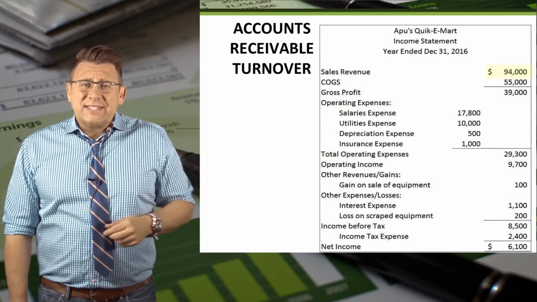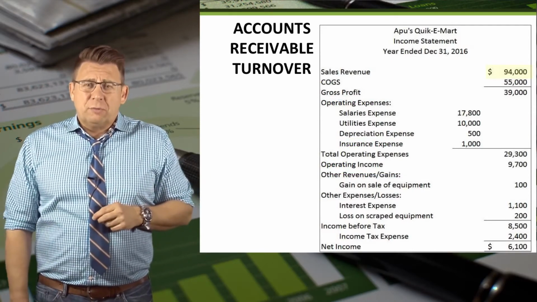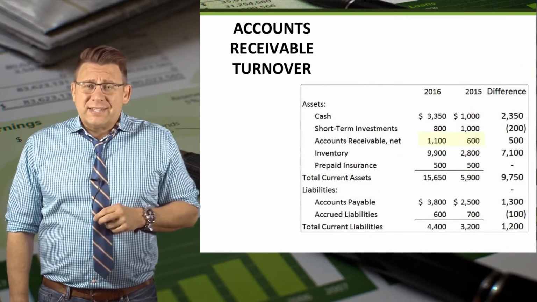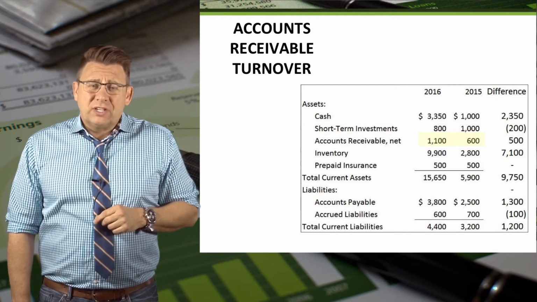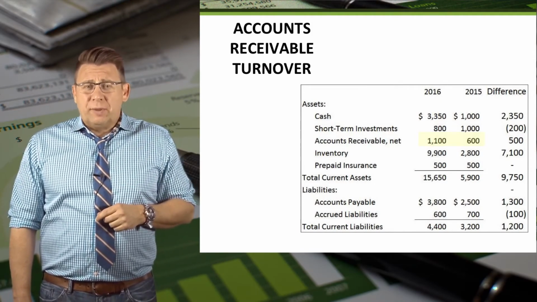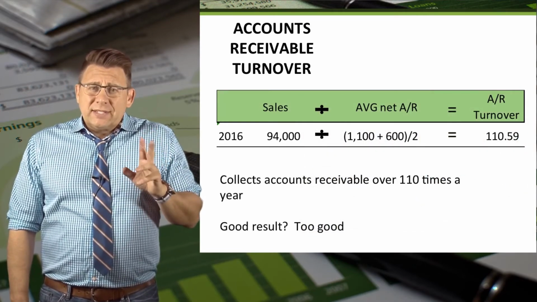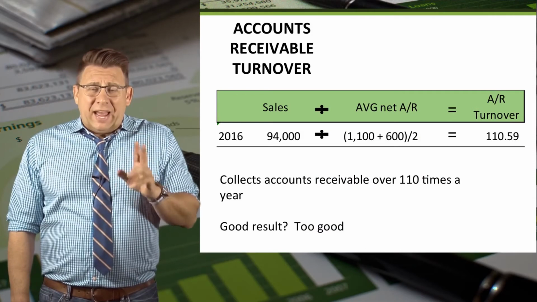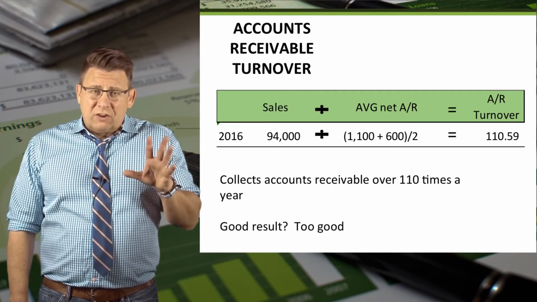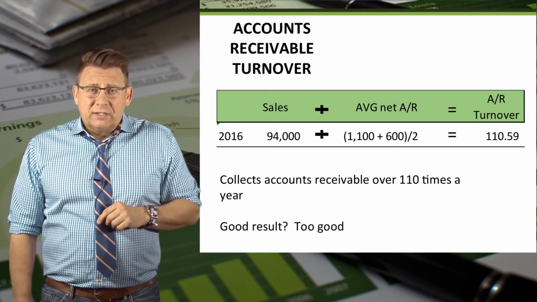I've highlighted net sales revenue, and we'll use that information to determine the accounts receivable turnover. Additionally, we need some information from the current asset section of the balance sheet. I've highlighted 2 years' worth of net accounts receivable balances. For 2016, net sales revenue divided by average net AR gives us our accounts receivable turnover of 110.59.